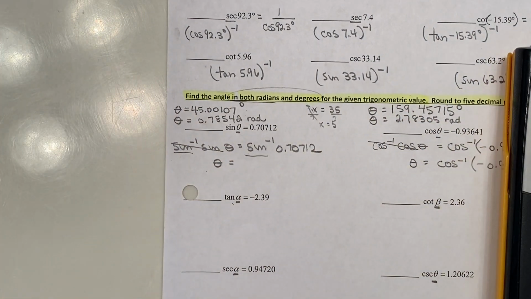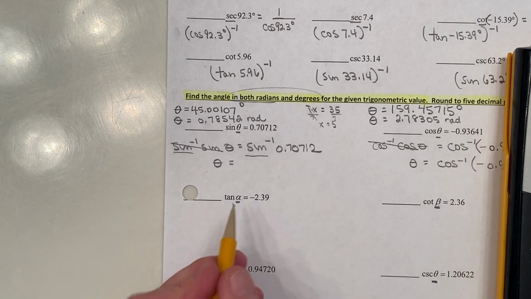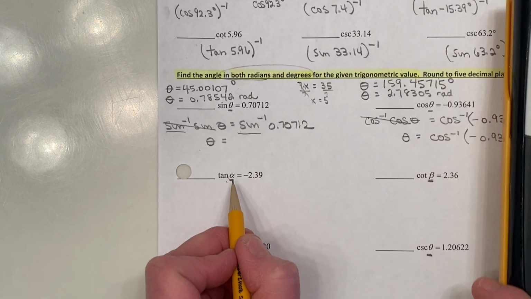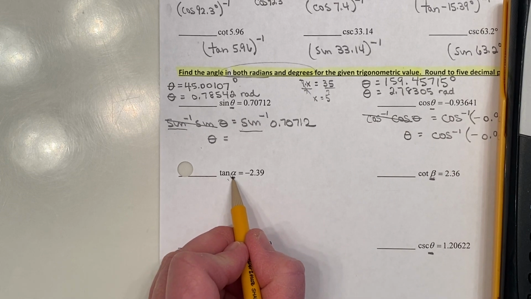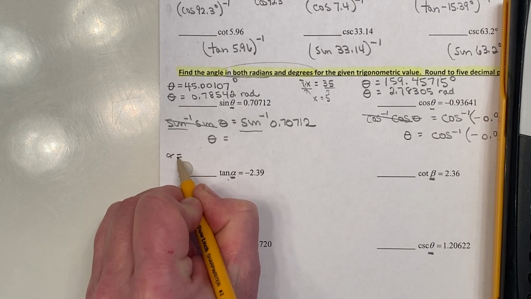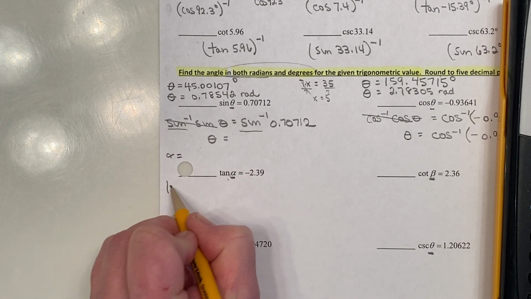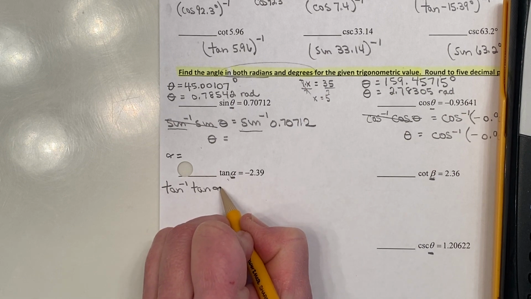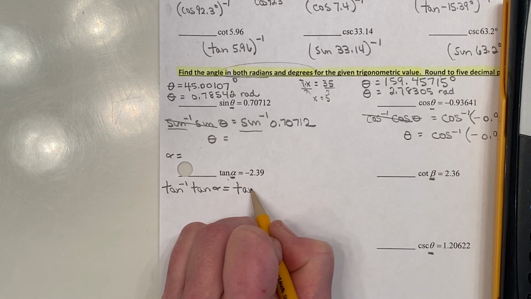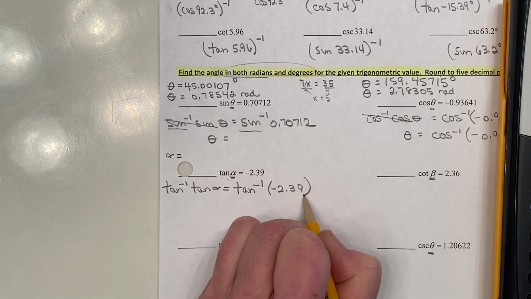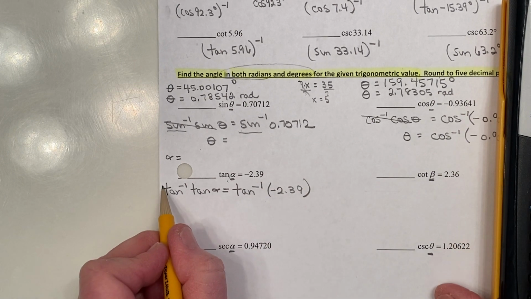Okay, so you guys attempt this one right here, tangent of alpha. Now instead of theta, we're just using a different symbol that represents an angle. But again, we don't know what the angle is. We're going to find the angle answer in both radians and degrees. So alpha equals, arc tan, we'll undo the tan, alpha equals arc tan of negative 2.39.